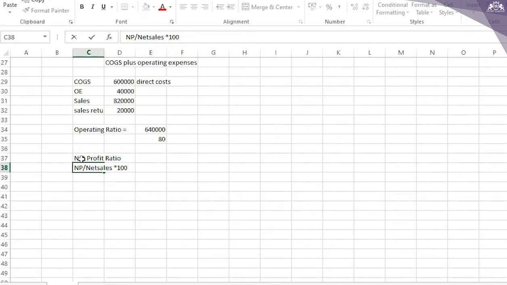What does the net profit ratio indicate? Net profit ratio shows you the net efficiency, the overall efficiency of your business. That means now we have covered the indirect costs also. Indirect expenses also have been taken care of. And the higher the net profit ratio, the better. That means the company is doing good. That means this is the net profit after covering all sorts of costs.